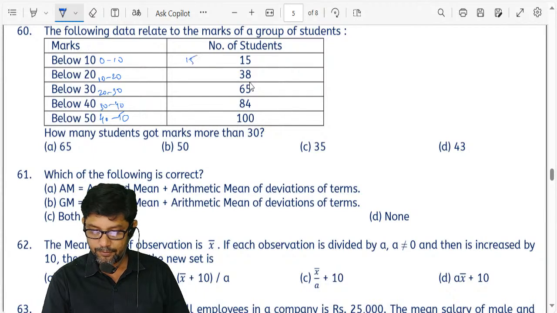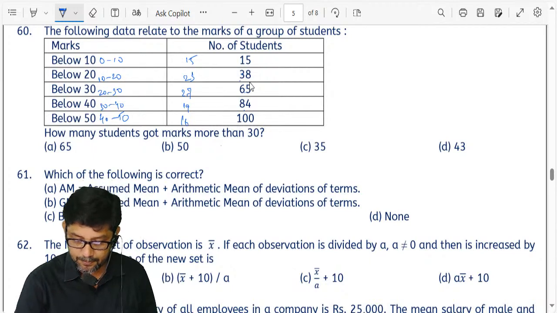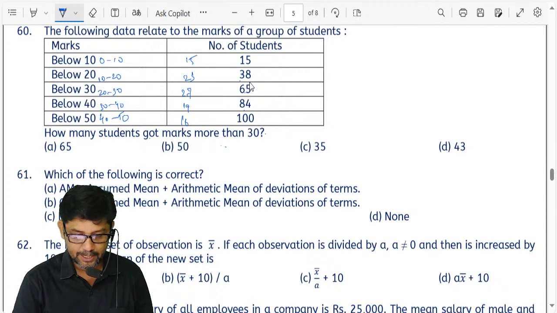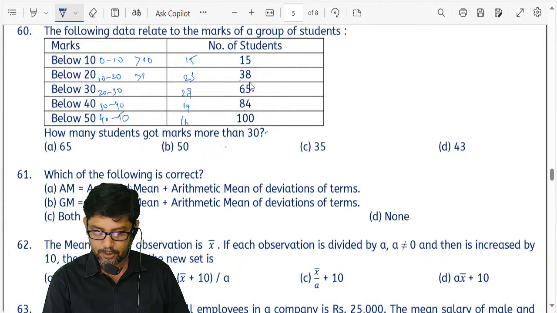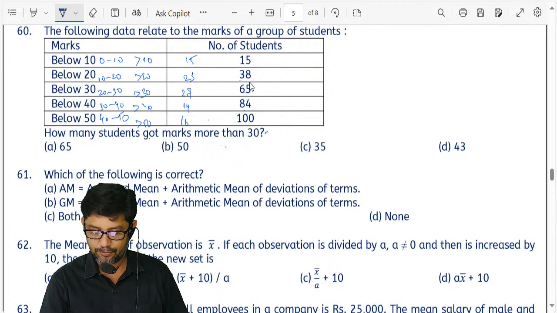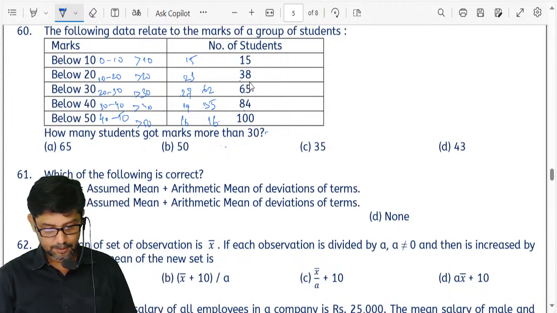Accordingly, what will you do? 15, 23, 65 minus 38 is what? 27. 84 minus 65 is what? 19, 16. Now the question is: how many students got more than 30? Okay. So, more than 10, more than 20, more than 30, more than 40, more than 50. So, we have to go from here. 16. Is it 35? 35 plus 27 is what? 42, 62. More than 30, I am getting 62, my dear.